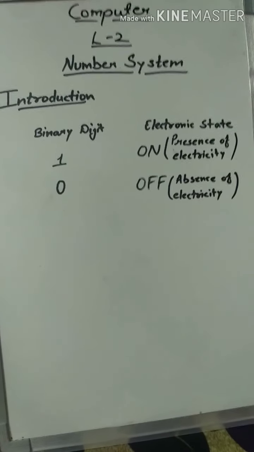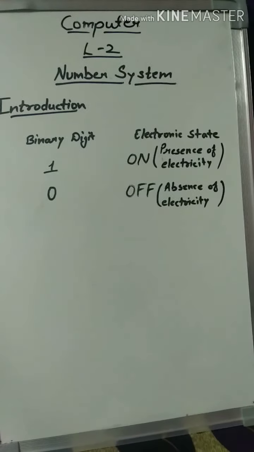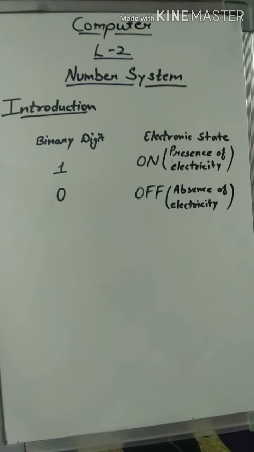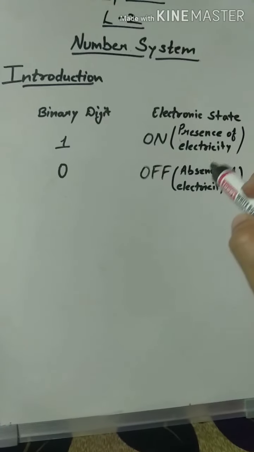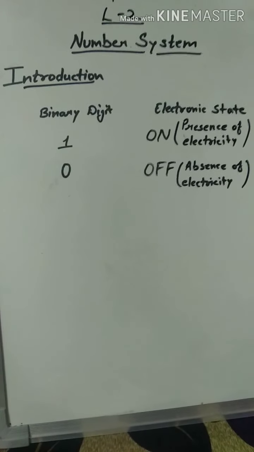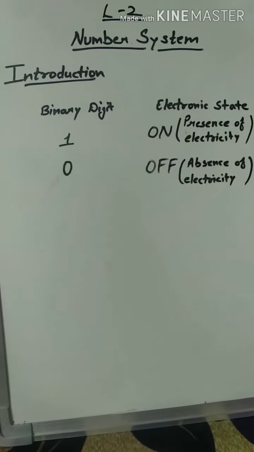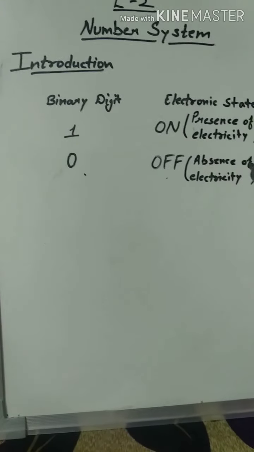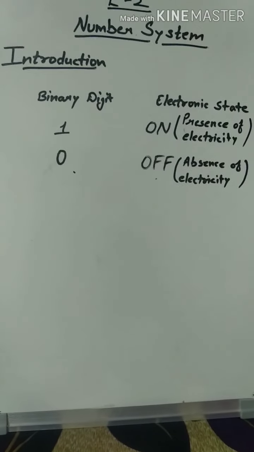As we all know, computer is a man-made machine and it does not understand our language. It only recognizes the state of on and off, which means on means presence of electricity and off means absence of electricity. Now the two digits 0 and 1 represent both the states: 0 represents off, meaning absence of electricity, and 1 represents on, meaning presence of electricity.